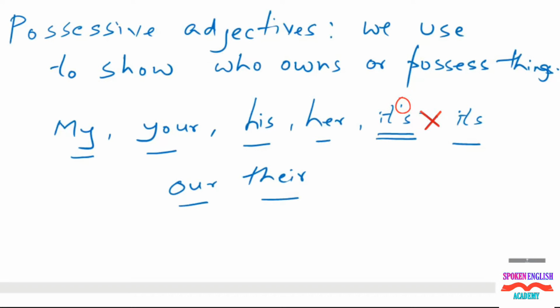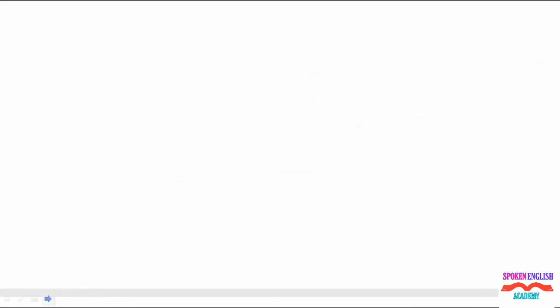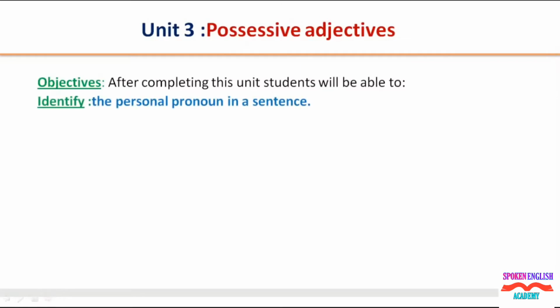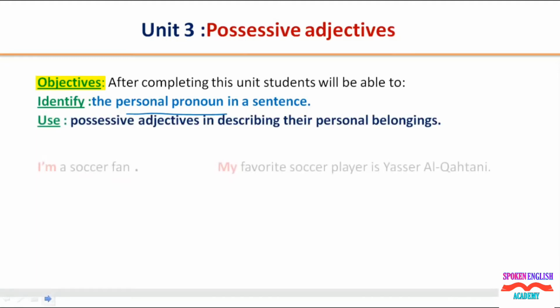Okay, let's look at the objectives of this unit. After completing this unit, you will be able to identify the personal pronoun in a statement, and to use possessive adjectives in describing your personal belongings.